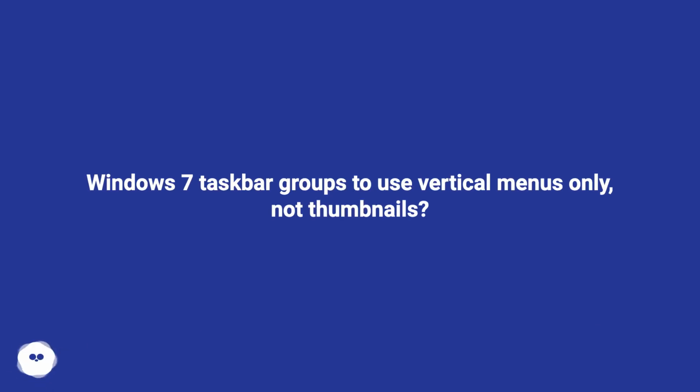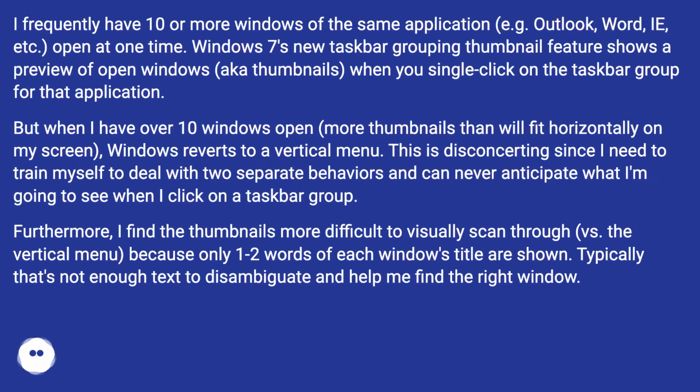Windows 7 taskbar groups to use vertical menus only, not thumbnails. I frequently have 10 or more windows of the same application, e.g. Outlook, Word, IE, etc., open at one time. Windows 7's new taskbar grouping thumbnail feature shows a preview of open windows, aka thumbnails, when you single-click on the taskbar group for that application.